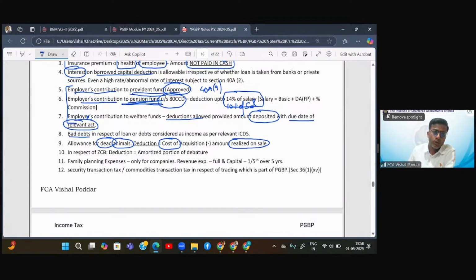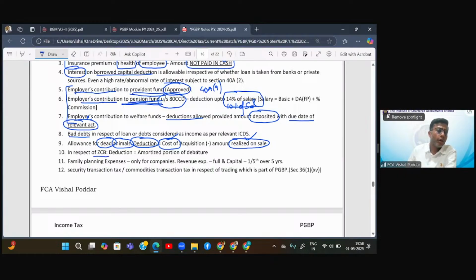So many times you sell off the old animals, or after their death, you sell off the carcasses of these animals. So if you realize anything on the sale, that will be deducted from the cost and the difference will be allowed as deduction, but it will be allowed not in the first year of the animal's purchase, but in the last.